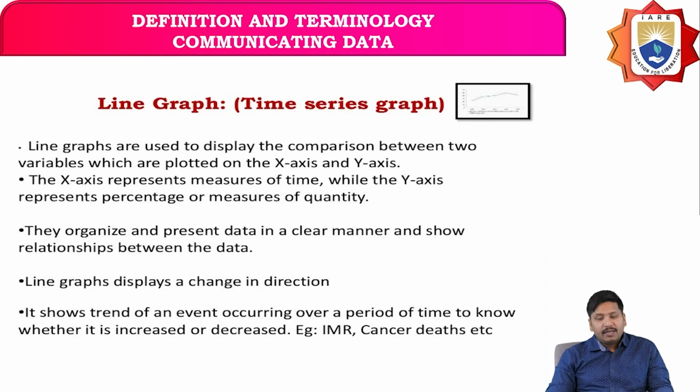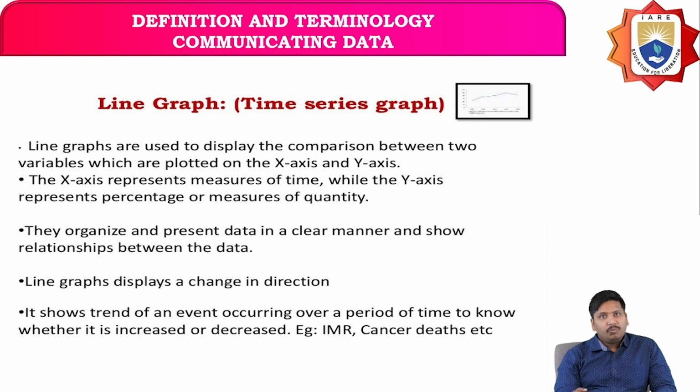Our next one is the line graph, which is the time series graph. Line graphs are used to display the comparison between two variables plotted on the x and y axes. The x-axis represents the measure of time, while the y-axis represents the percentage of a quantity. They organize the present data in a clear manner to show the relation between them. The line graph displays a change in direction, and it shows the trend of an event occurring over a period of time, to know whether it is an increase or a decrease.